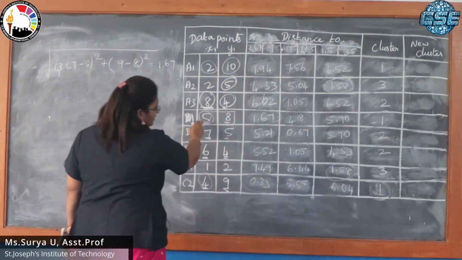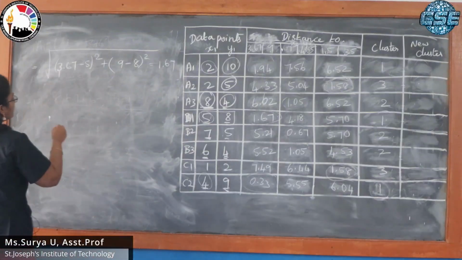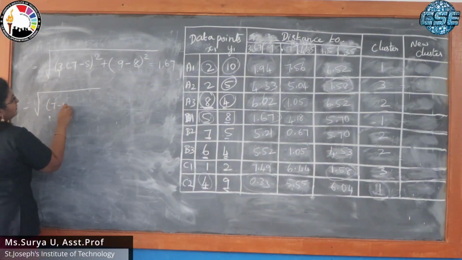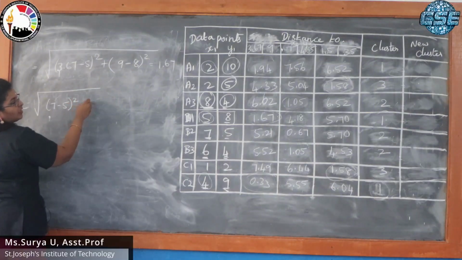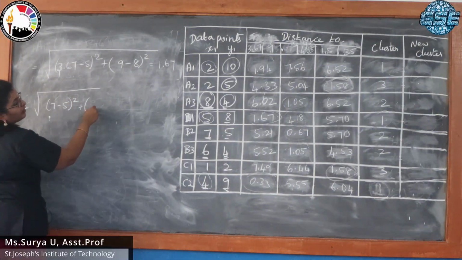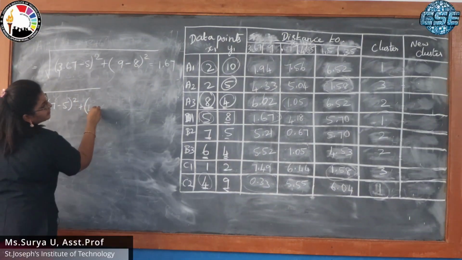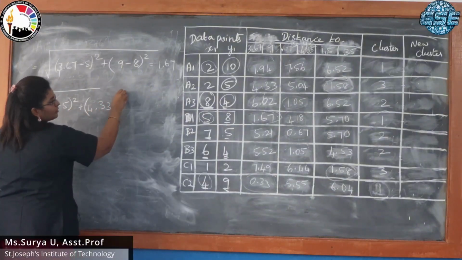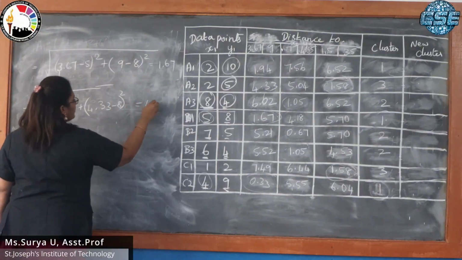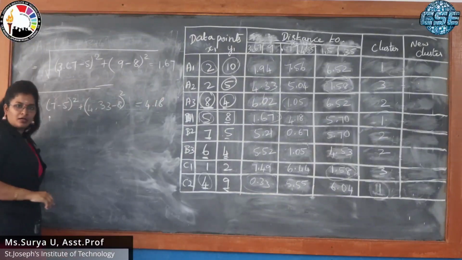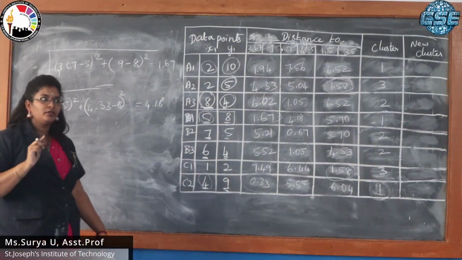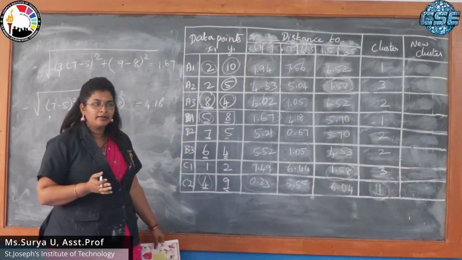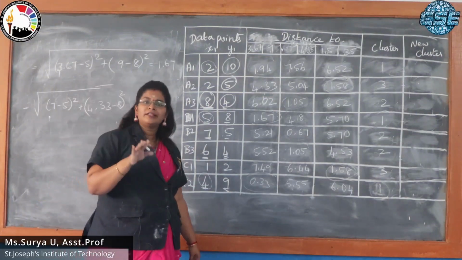Again I am solving for the 5 and 8. So what is your x2? x2 is 7. So 7 minus 5 the whole square plus what's the next value? 4.33, right? 4.33 minus 8 the whole square. So you will get 4.18. This is how you have to find your Euclidean distance. I hope you remember the Euclidean distance formula. The same thing we have followed in all the tabular columns.